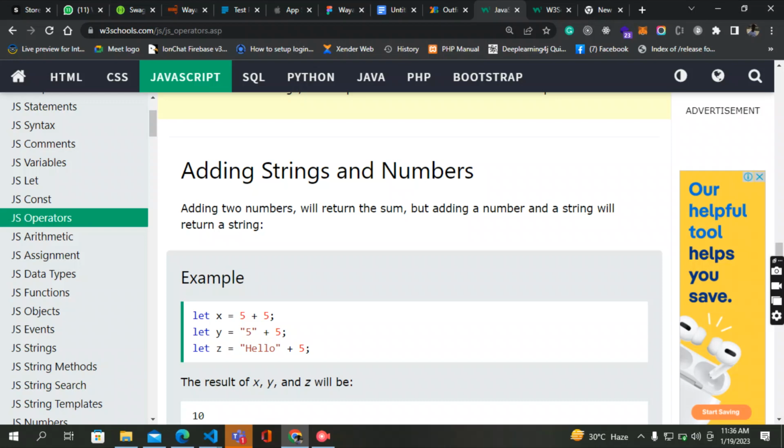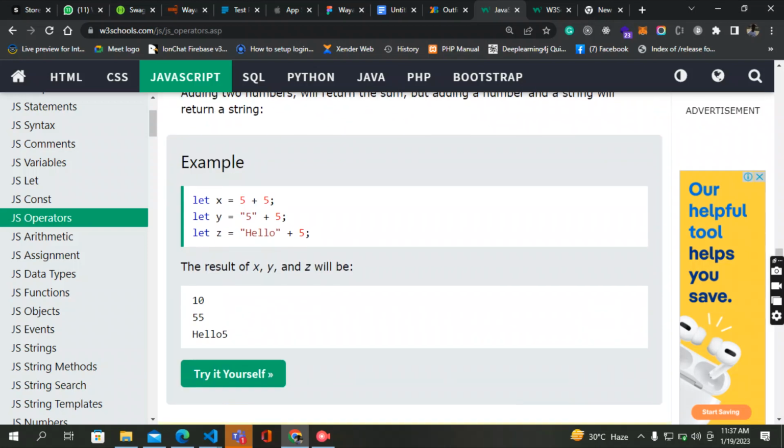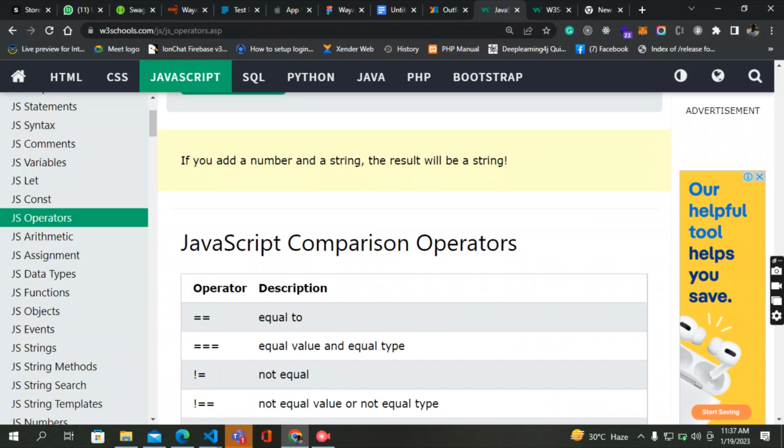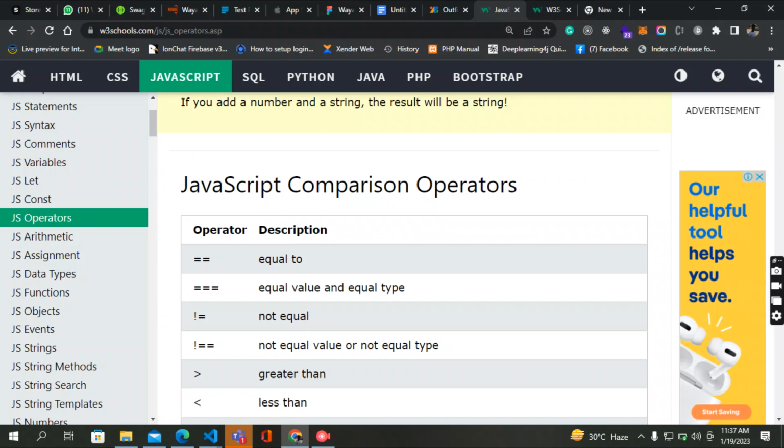Adding strings and numbers is just the example I said earlier. So if you say 5 as a string plus 5, it will give us 55. But 5 plus 5 will give us 10, while 5 as a string plus 5 as a number will give us 55. And then the string LO plus 5 will give us LO5. Look at the answers here: 10, 55, LO5.